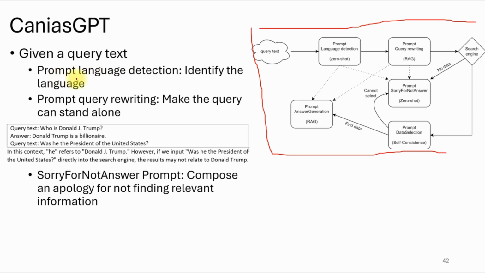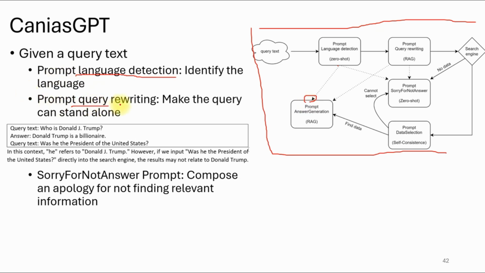In the Sample case, sometimes the user asks in Korean, sometimes they ask in English. So the first prompt is the language detection prompt, to detect the language of the user input. After detection, this language will be passed to the answer generation to say, okay, now the user is in maybe Chinese, so let's answer in Chinese. So thanks to the language detection.